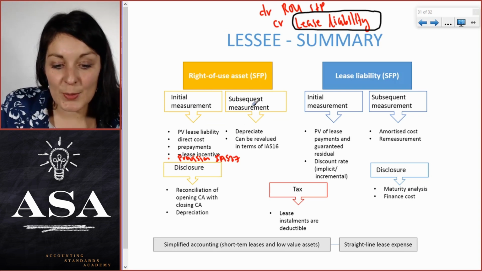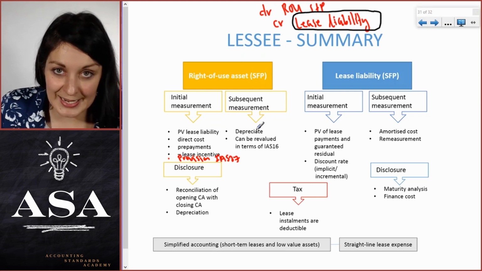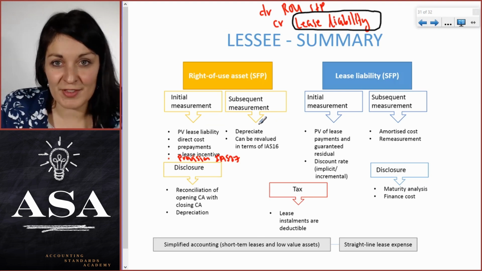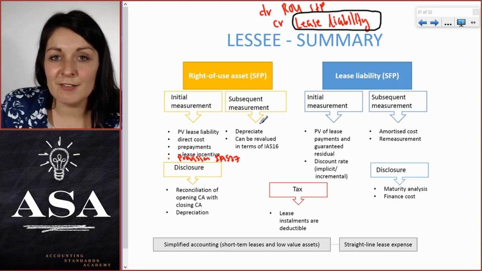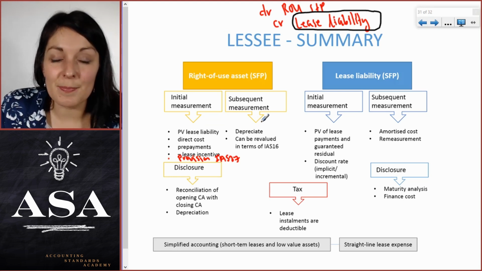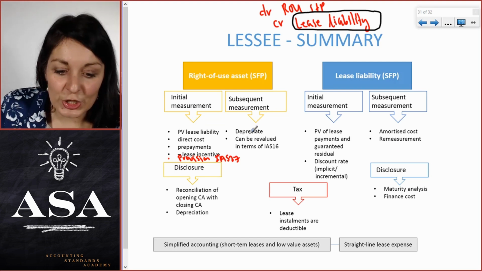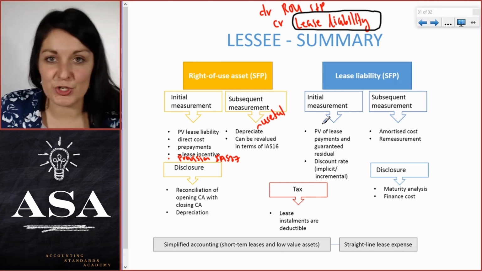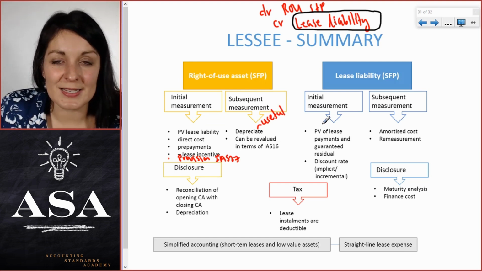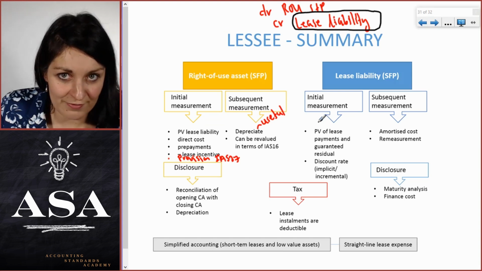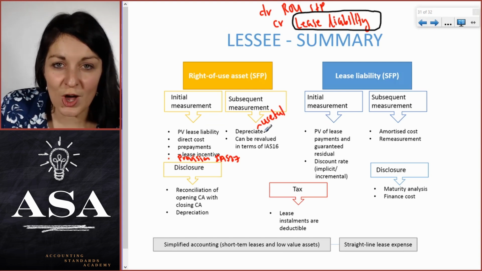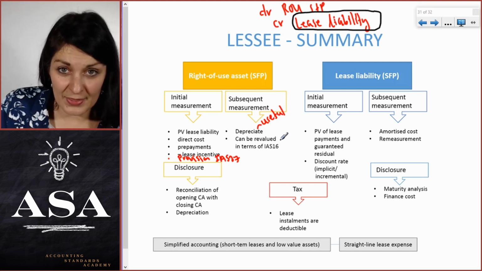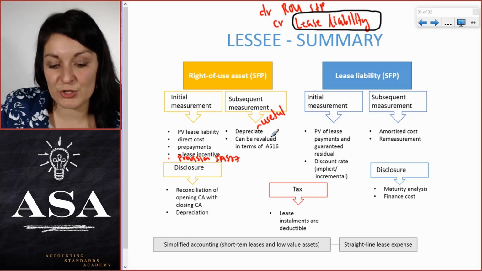Then subsequently, how would you measure it? Well, you will depreciate this asset. Watch out that here you have to look at what happens with the ownership of the asset at the end of the lease term. If the ownership of the asset passes to the lessee, then you use the useful life to calculate the depreciation. If the ownership does not pass to the lessee at the end of the lease term, then you have to use the shorter of the lease term or the useful life. That will be the amount that you will use to determine the depreciation.